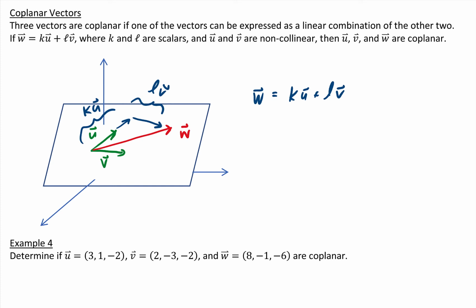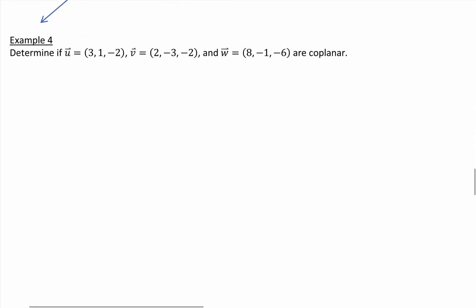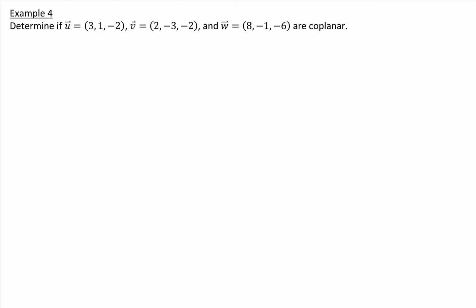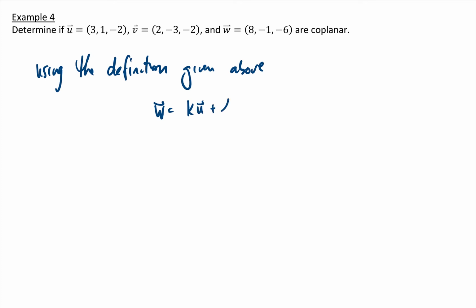And again, I don't have to do it this way. I can say u equals a combination of w and v, or v equals a combination of u and w. So let's go through an example. Determine if u, v, and w are coplanar. So if the vectors are coplanar, then I can express one as a combination of the other 2. So using the definition, we have that w has to equal a combination of ku plus lv in order to be coplanar.